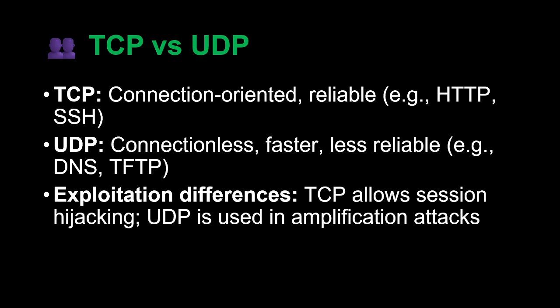TCP is connection-oriented and reliable. UDP, User Datagram Protocol, is connectionless, fast, and less reliable. Exploitation differences: TCP allows session hijacking, while UDP is used in amplification attacks.